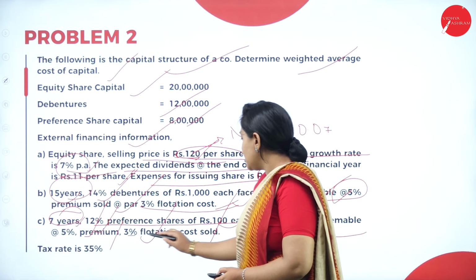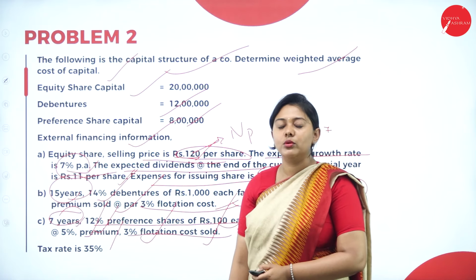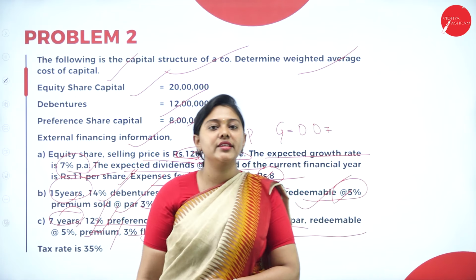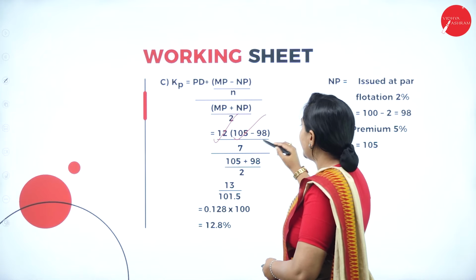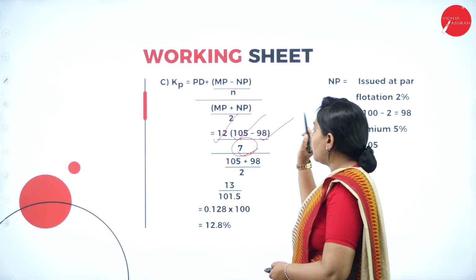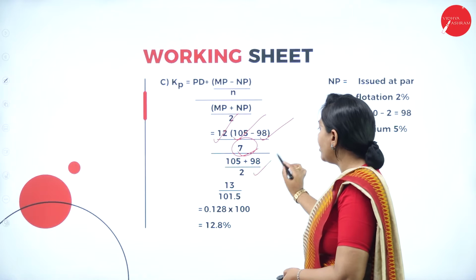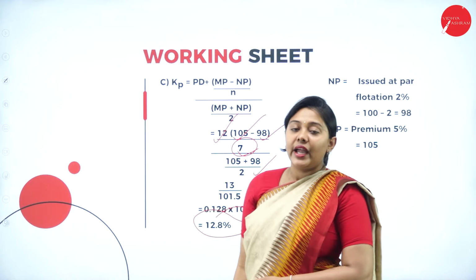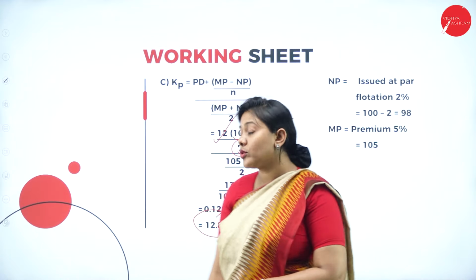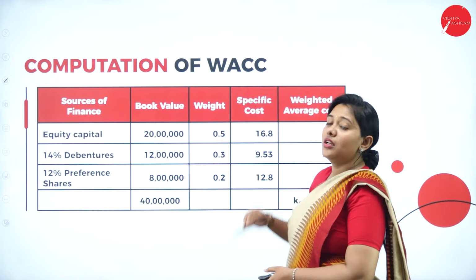Price. 3% is the flotation cost. 100 into 3%, 3 rupees. So 97 will be the net proceeds. 12 rupees, 105, 98. That is your number of years is given. All the values, if you substitute, the answer you get is 12.8%. So now we have calculated all the specific costs.